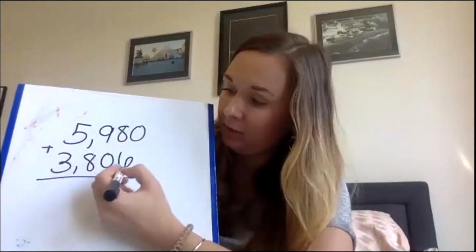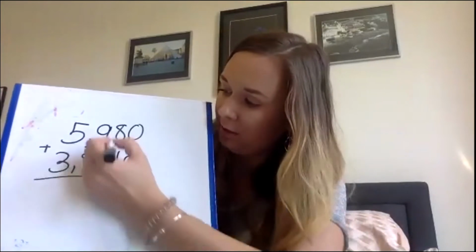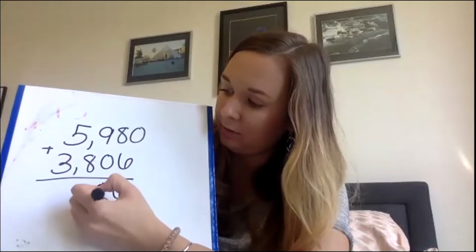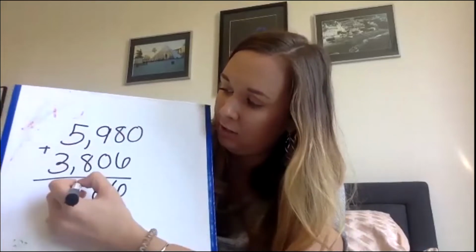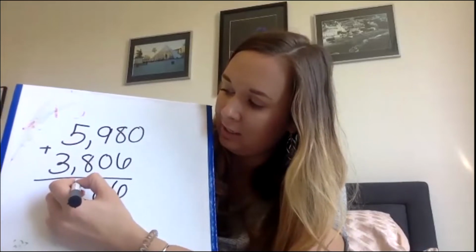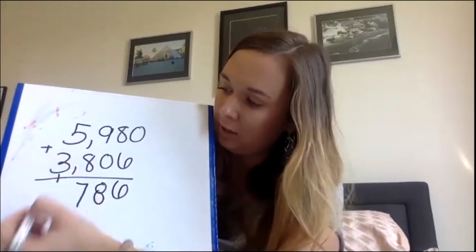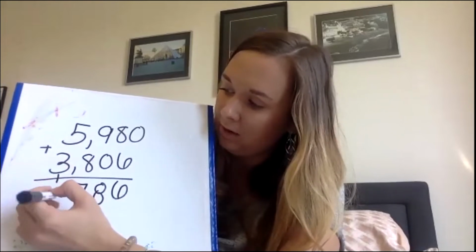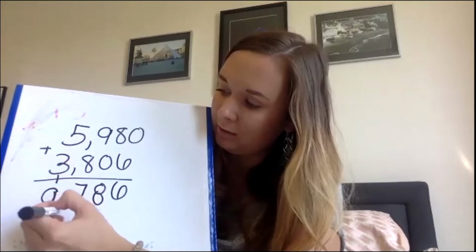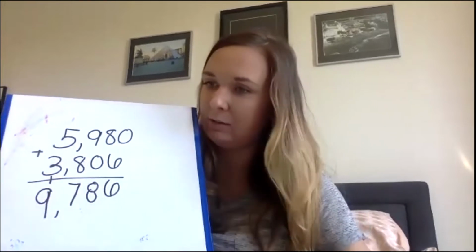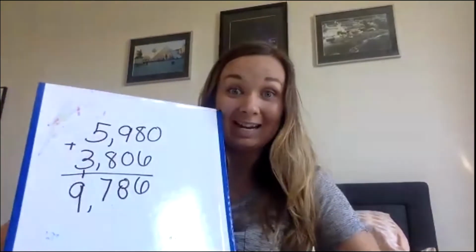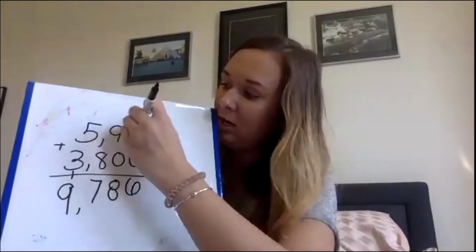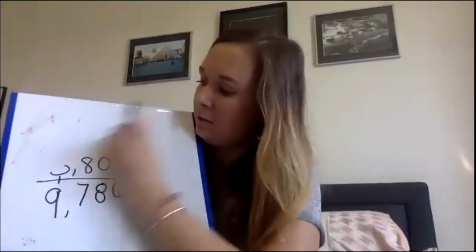Starting in my ones place, 0 plus 6 is 6. Moving to my tens, 8 plus 0 is 8. Moving to my hundreds, 9 plus 8 is 17, and I'm going to carry that 1. 5 plus 3 is 8, plus 1 more is 9, for an answer of 9,786. Give yourself a check if you had that. Good job.